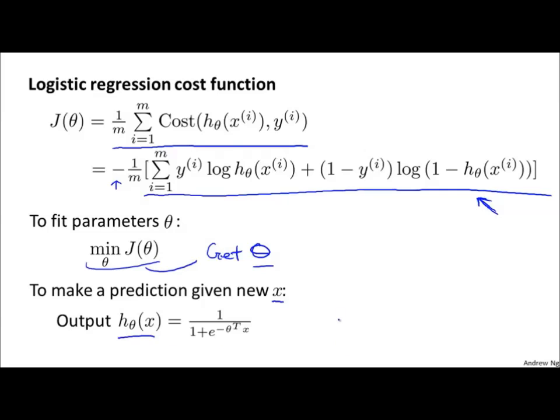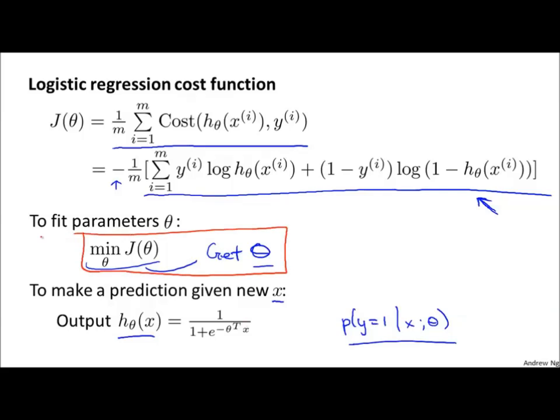And just to remind you, the output of my hypothesis I'm going to interpret as the probability that y is equal to 1, given the input x and parameterized by theta. Just think of it as my hypothesis estimating the probability that y is equal to 1. So all that remains to be done is figure out how to actually minimize J of theta as a function of theta, so that we can fit the parameters to our training set.